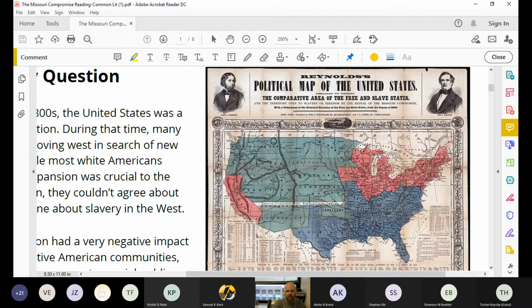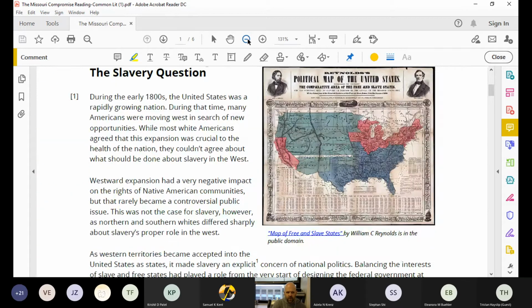One of the things that makes this such a troubling time is that it's already such a divided period in American history, and we're talking about 40 years or so before the Civil War. I want to point out, and I'm going to annotate some areas of the text that I want you to annotate as well, and it really starts with this sentence right here.